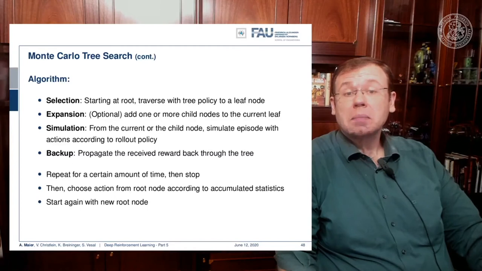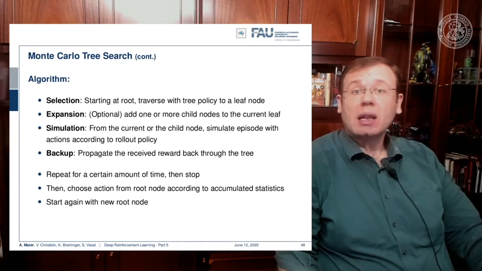And then you can back up and propagate the received reward backward through the tree. This allows you to find future states that have a large state value. So you repeat that for a certain amount of time, then stop. And then you choose the action from the root node according to the accumulated statistics. In the next move, you have to start again with a new root node according to the action that your opponent has actually taken.